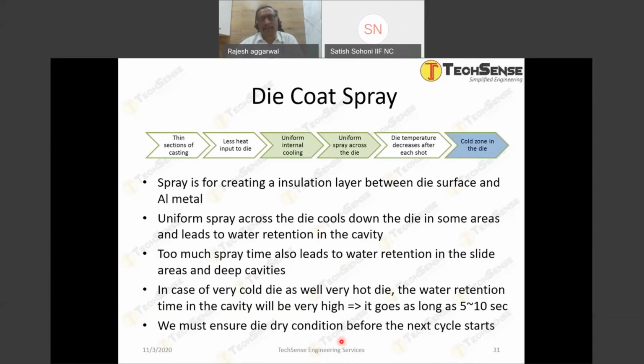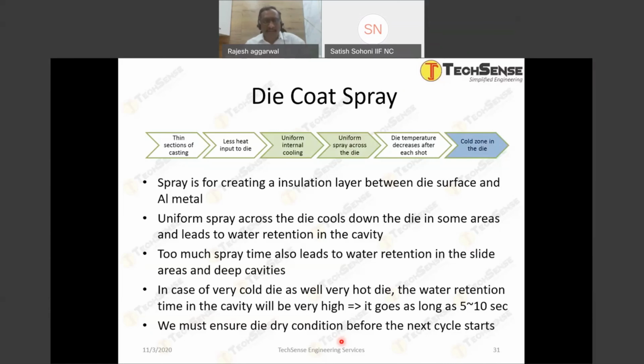The spray is for creating an insulation layer between the die surface and the metal. Non-uniform spray across the die cools down the die in some areas and leads to water retention in the cavity. Too much spray time also leads to water retention in the slide areas and deep cavities. In the case of a very cold die as well as a very hot die, the water retention time in the cavity will be very high. It goes as long as 5 to 10 seconds.